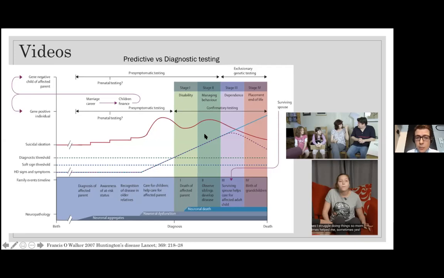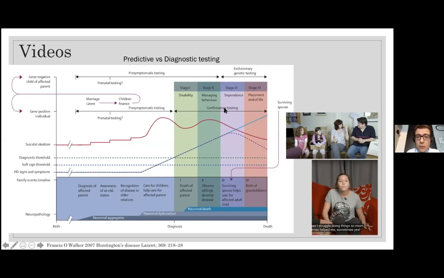So it's really important that this type of information always be prepared, so that the patient understands exactly what type of information he will receive, and he can make a decision of whether or not he wants to receive it, and that he receives it in the best possible way and with the best psychological support possible. And so that's predictive presymptomatic testing.